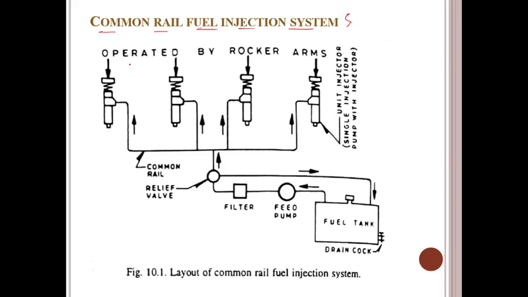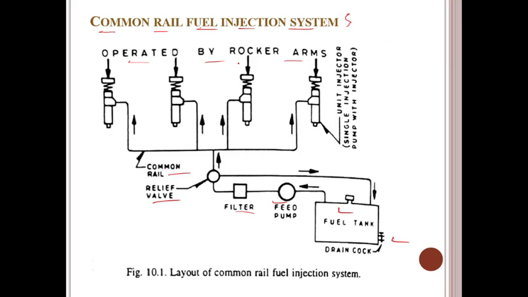What are the components operated by rocker arms? Single unit injection system pump, fuel tank, drain cock, feed pump, filter, reed dipole and common rail. So these are the components of the fuel injection system. What is common rail fuel injection system, guys? Okay. So it is very easy.